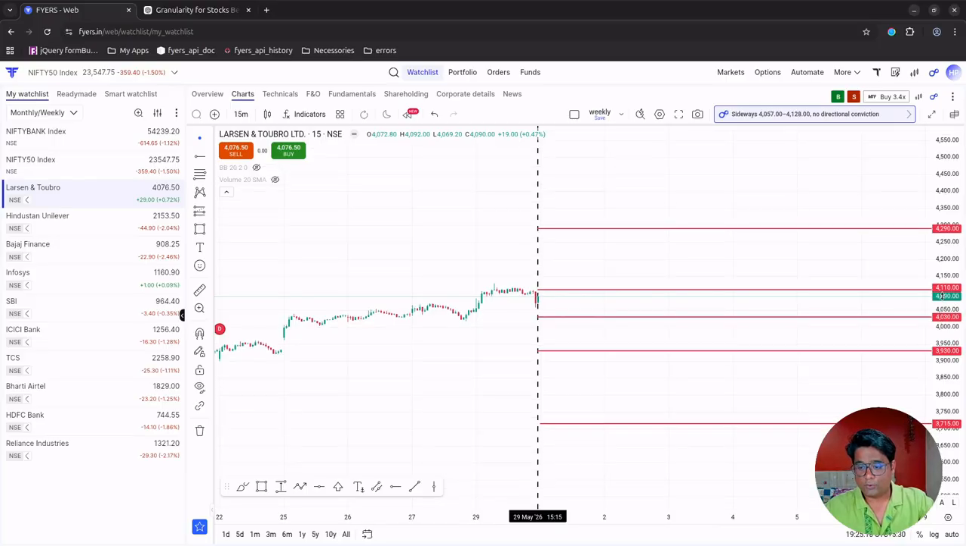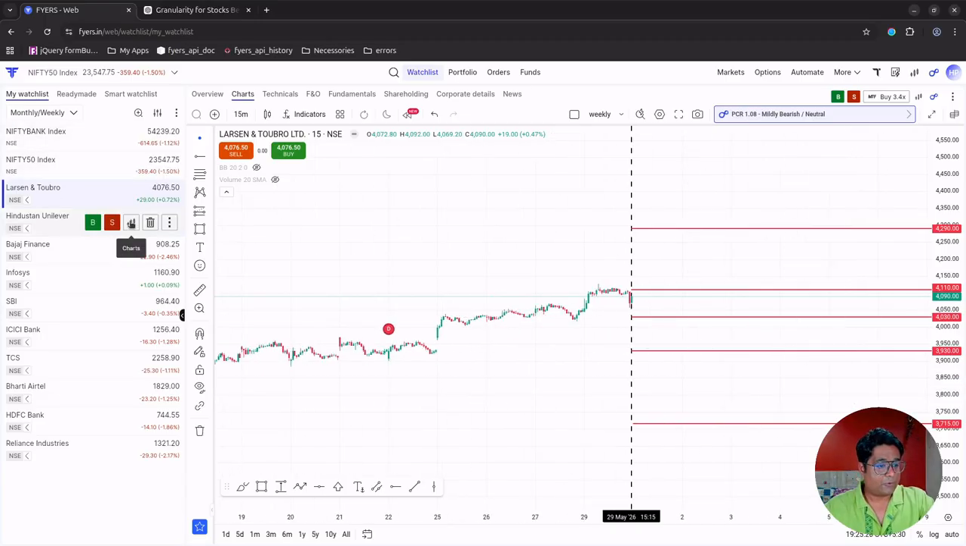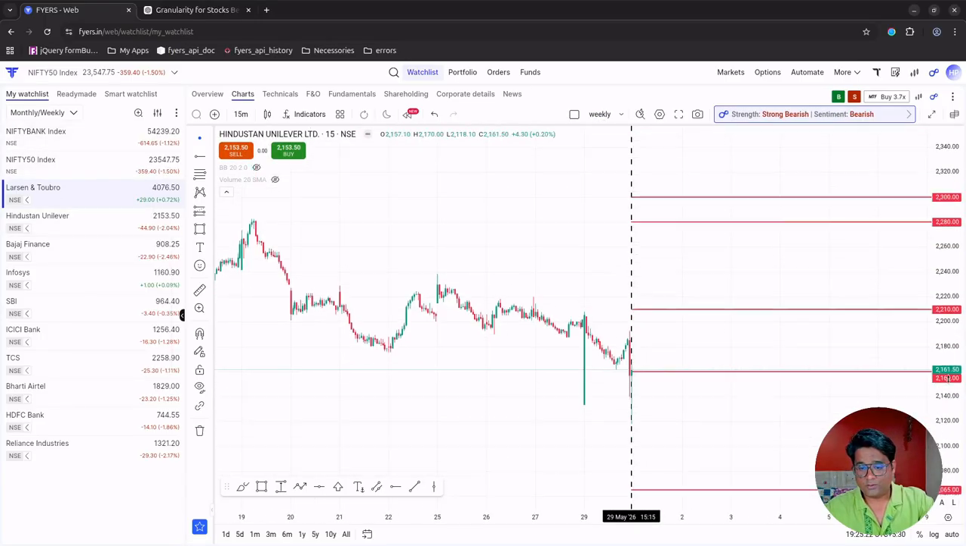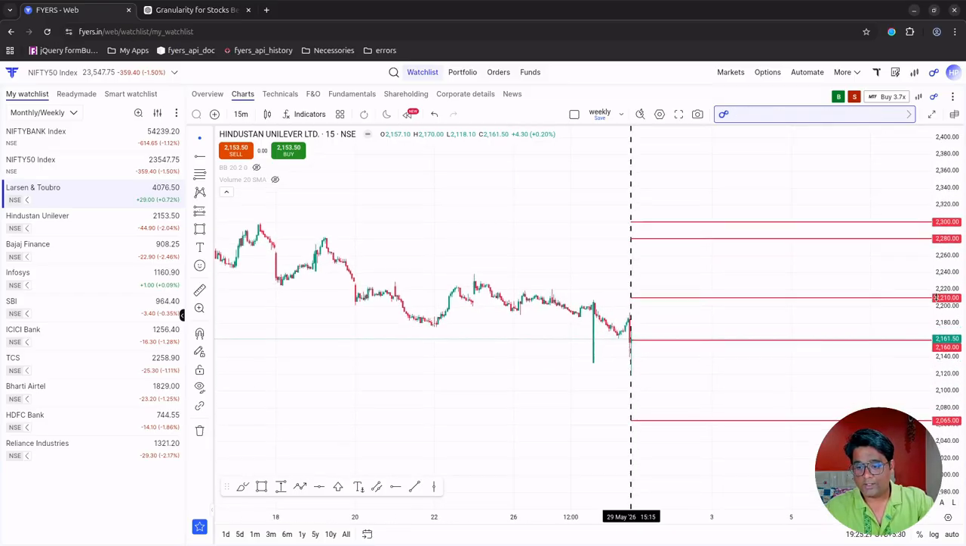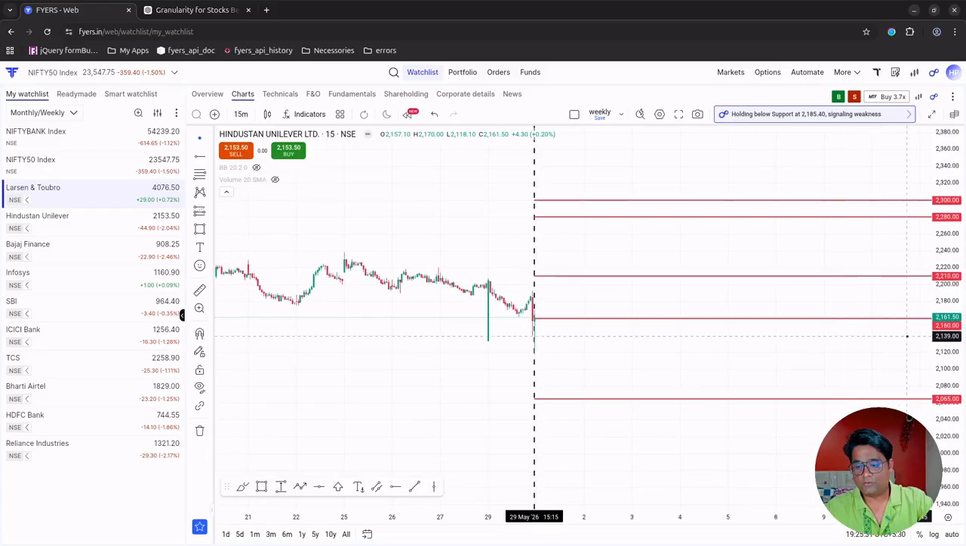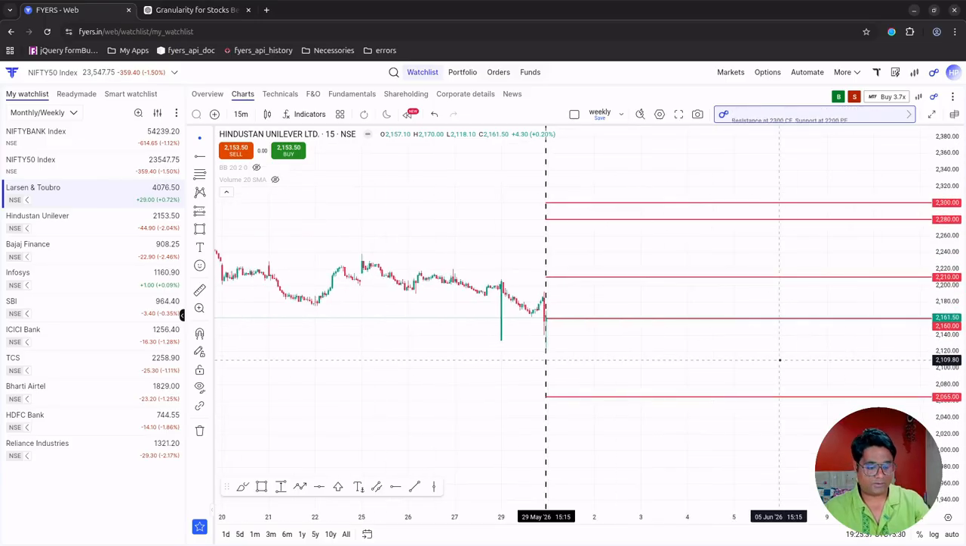First level is 4,110. Second is 4,290. Levels below 4,030, 3,930, and 3,715. This is for LNT. Then we have Hindustan Unilever. These are the levels: 2210, 2280, 2300, and then levels below 2160, 2065. These are the levels for Hindustan Unilever.